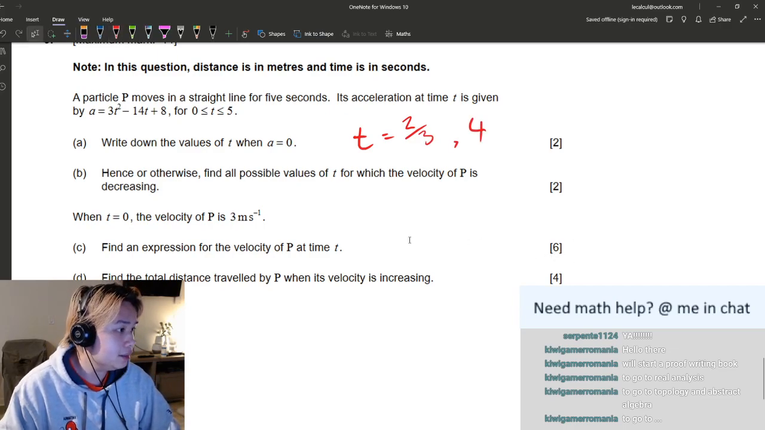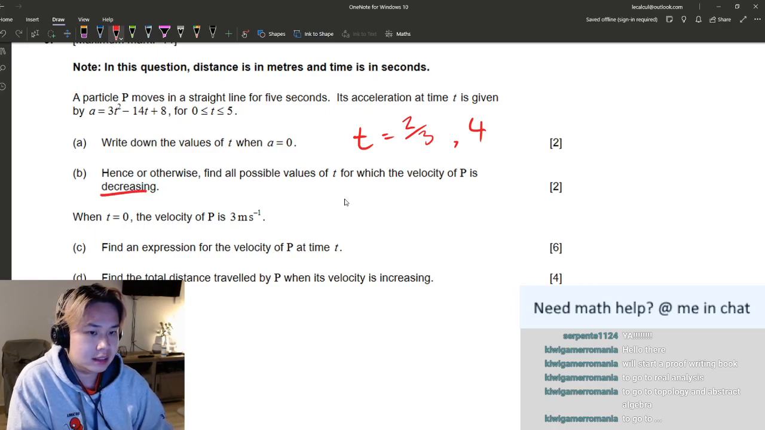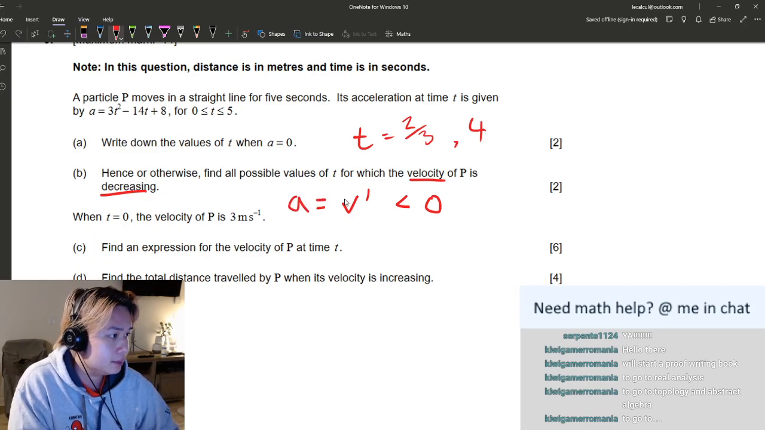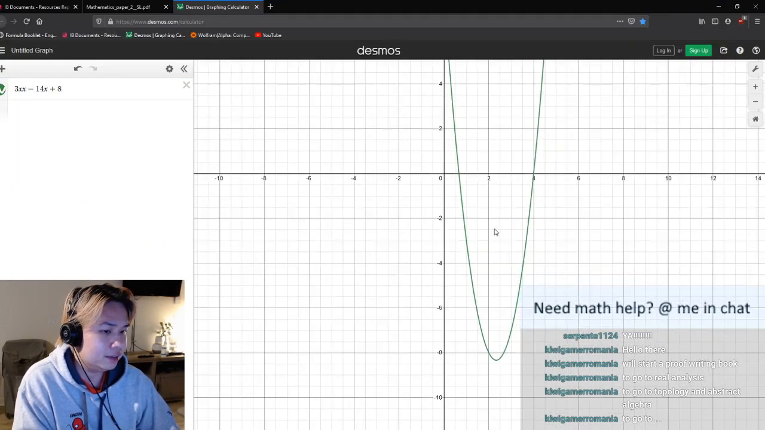Okay, hence or otherwise, find the possible values of t for which the velocity is decreasing. Okay, velocity decreasing means that the derivative of the velocity needs to be negative. And the derivative of velocity is acceleration. So we just look at where the acceleration is zero, or negative, which is between 2/3 and 4.